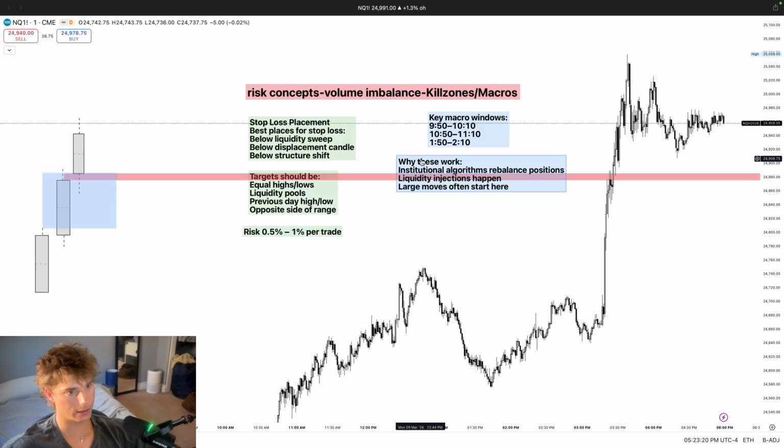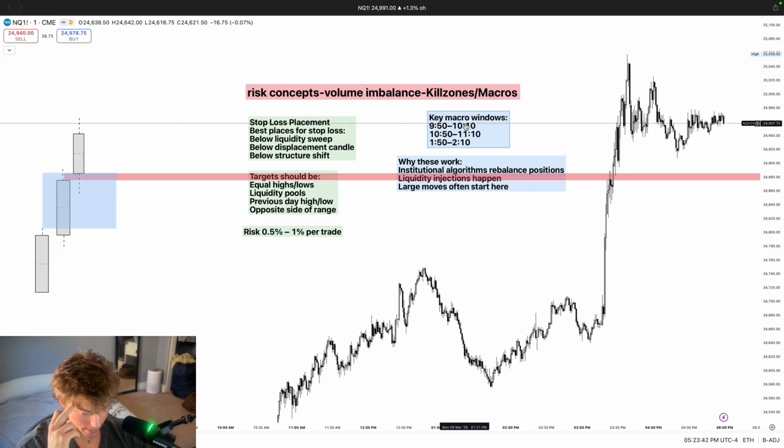Other macro windows are the last 10 minutes of the hour and the first 10 minutes of the hour. These are other macro times, 10:50, 11:10, 1:50, 2:10, but you're not going to trade them. This model works specifically for the 9:50 to 10:10 macro window. That is the only time you will be taking trades. Let me repeat this so it gets in your mind. The only time that you will be taking trades is 9:50 to 10:10. That is the only time you will enter a trade. Not 1 minute before, not 1 minute after.